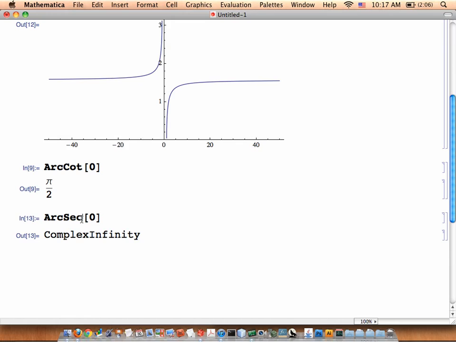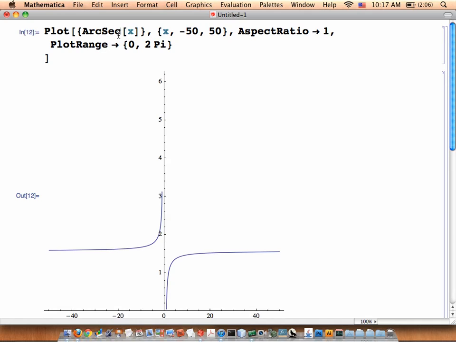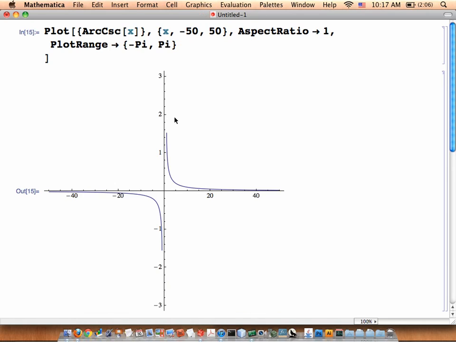And then the very last one, arc cosecant. Let's change that. Arc cosecant. There we go. Okay. The domain here is negative infinity to 0, union 0 to infinity. So I can't hit the y-axis, excuse me.